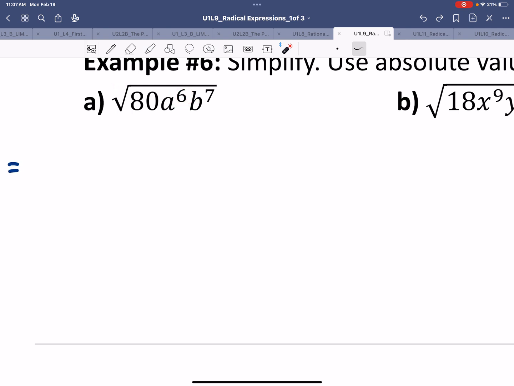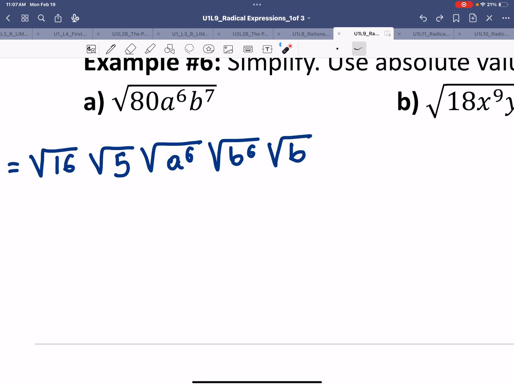So in this case then, we're going to say that 80 will be written as root 16 times root 5. 16 times 5 equals 80. A to the 6 stays a to the 6. The index is already even. But for b to the 7th, we're going to split it up into b to the 6 and b to the 1. And that is because we want to take out the factors, as many as possible. And the way we do that is by assigning an even power here. So power 6 and 1 is 7. Now, the square root of 16 simplifies to 4. So 4 times root 5.